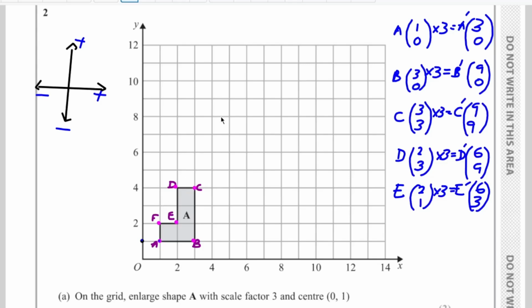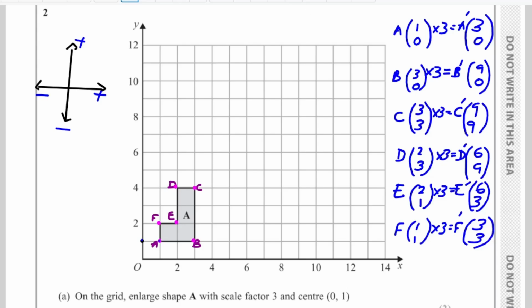Next one, last one, F. Let's get F. So how to move from F? Here 1 unit forward, 1 unit upward, which is 1, 1 into 3. It becomes F dash, which is 3, 3.